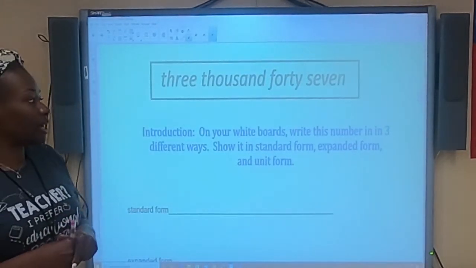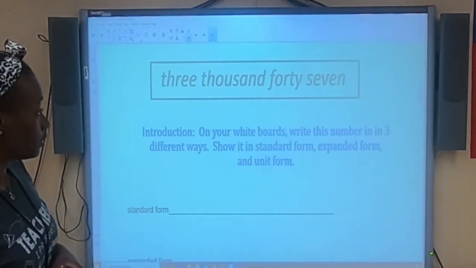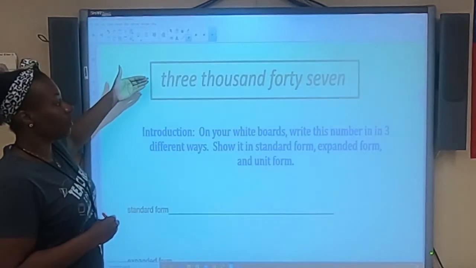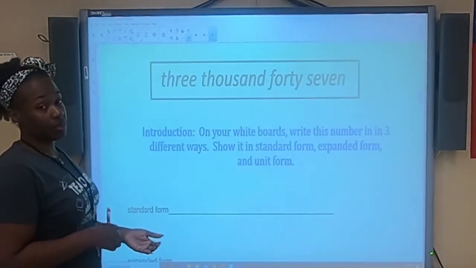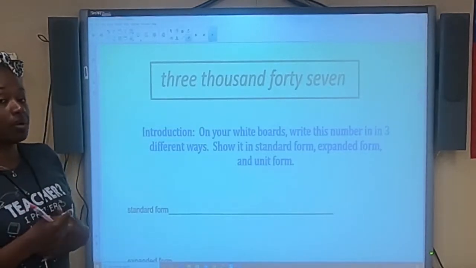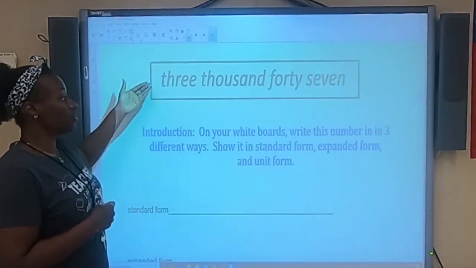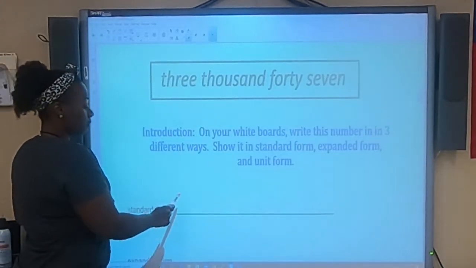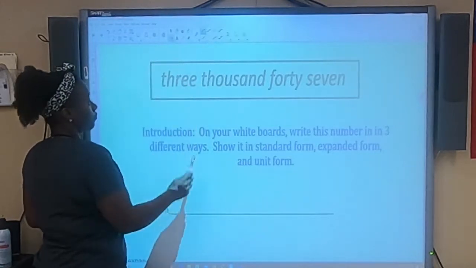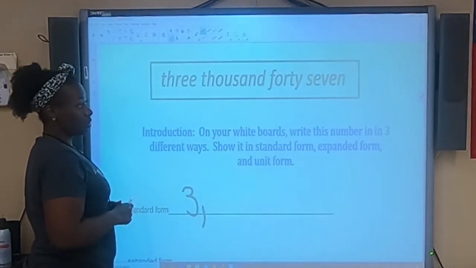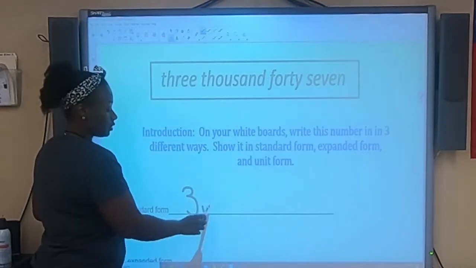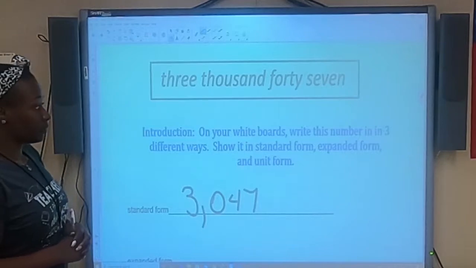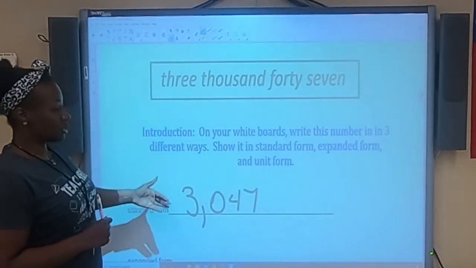Notice I have the number 3,047 and it's written in words. I'm going to take the word form of this number and change it to standard. Remember, standard form uses only digits. So I'm going to change from words to using only digits. So I see 3,047. So there's no hundreds, and all I have is 47. So I took the words and I changed them to numbers.